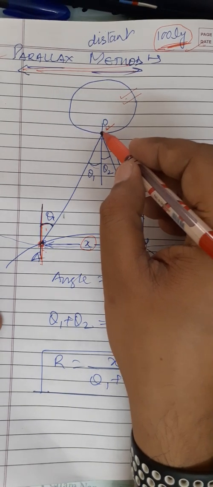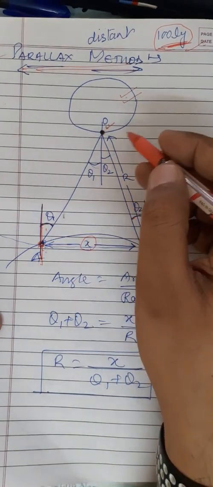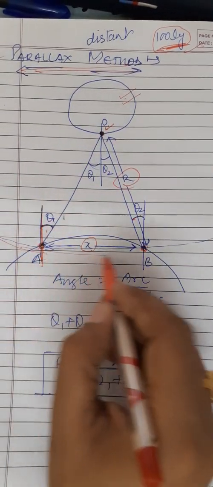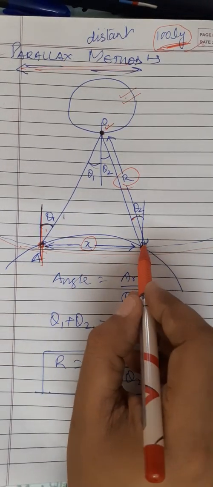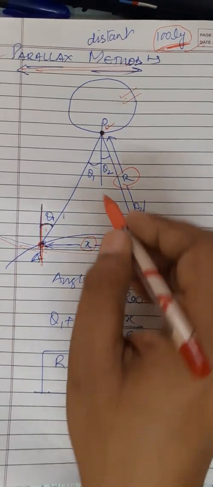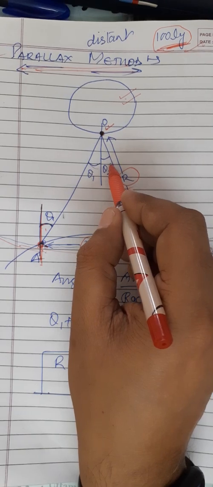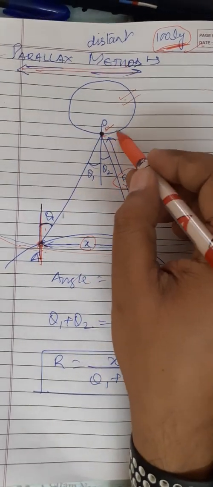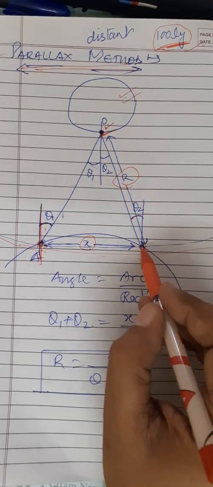The distance of the object from the surface of Earth is, say, R, the radius of the circle, and we'll draw a circle like this. Now this AB point will be the arc of the circle. This theta 1 and theta 2 will be the angle, and this will be the radius, that is the distance of this object from the surface of Earth.